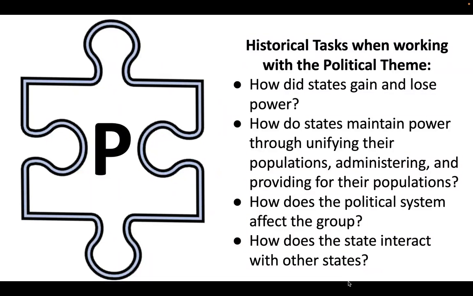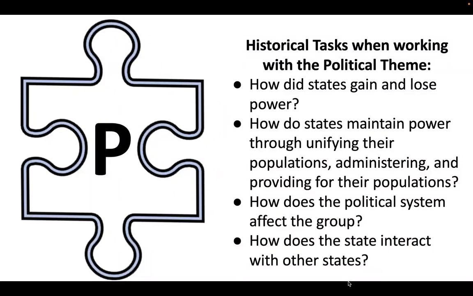The next question is basically maintaining power. How do states rule? And when we look at Forsyth County, we have many ways that they maintain their power. First of all, they unify people through common ideas, such as the protection of rights. Administration means laws, and providing basically means providing people the opportunity to survive and prosper. Think of it like this: these are all things that governments do to make sure people survive and prosper.